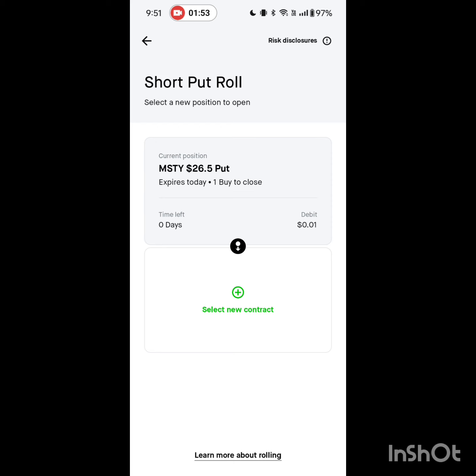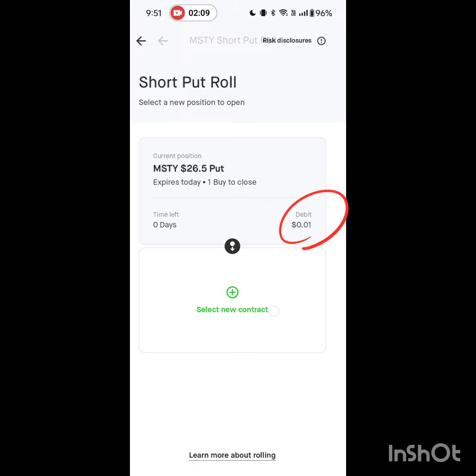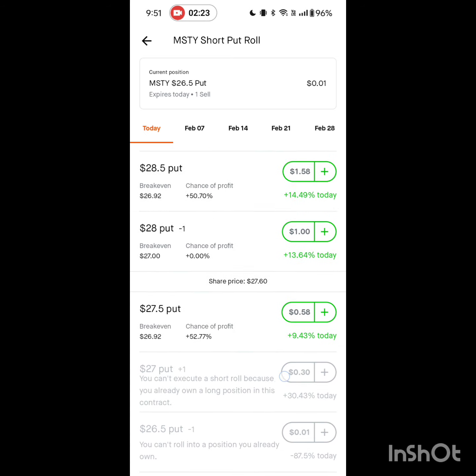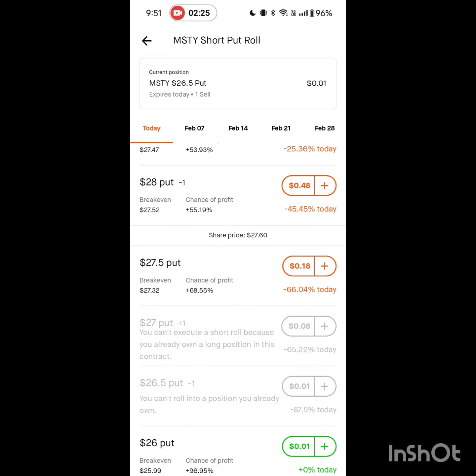As you can see right now, my actual strike price was at 26.50. I have time left, it's 0 days. The debit that is going to cost me to roll that position is just $1, as you can see. Let's select the new contract, and as you can see on top right over here, it's going to take me to February the 7th, which is next Friday. If you roll back, you can see our position right over here, the 26.50.